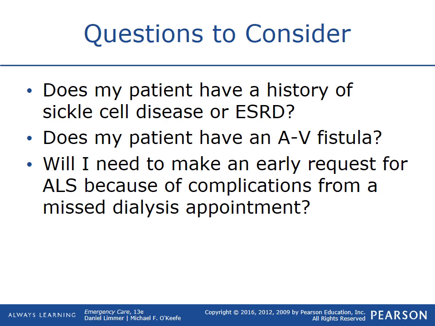So, questions that you would need to consider for somebody with kidney problems or sickle cell disease or a hematologic problem, a blood problem. Does my patient have a history of sickle cell disease or end-stage renal disease? Does my patient have an AV fistula? Will I need to make an early request for ALS because of complications from a missed dialysis appointment? These people will be really sick.